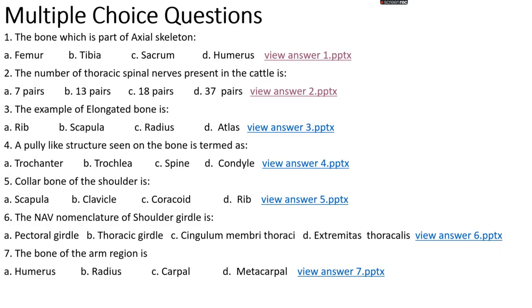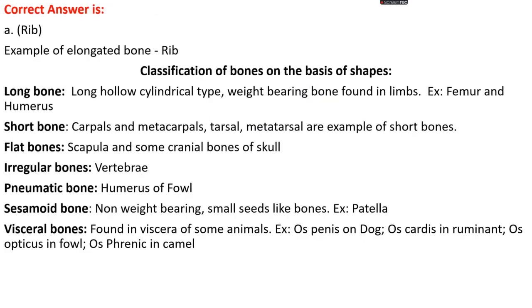Okay, question number 3. The example of an elongated bone is: option A rib, option B scapula, option C radius, option D atlas. The right answer is option A, that is ribs. Okay, rib is an example of an elongated bone, and if we look at the classification of bones on the basis of their shape, we find the long bone, a long hollow cylindrical type of bone.